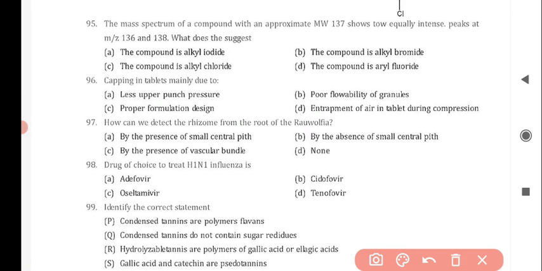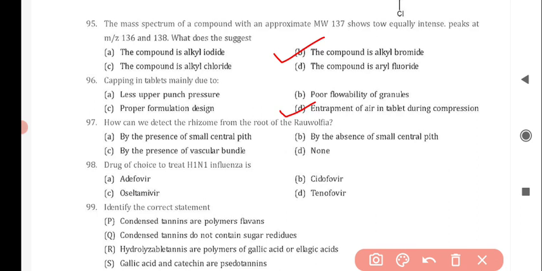Next question is, the mass spectrum of a compound with an approximate molecular weight 137 shows two equally intense peaks at m/z 136 and 138. What does this suggest? And the correct answer for this is option B, that is the compound is alkyl bromide. Next question is, capping in tablets mainly due to, and the correct answer is option D, due to entrapment of air in tablet during compression.